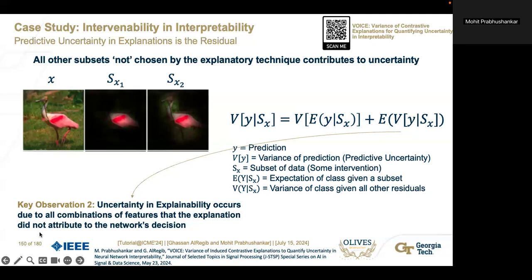And this is an important observation, which is uncertainty in explainability occurs due to all combination of features that the explanation did not attribute to the network's decision. This is where we go back to the snout. Snout was not as well highlighted as the other parts of the explanation, right? So the question now becomes, why did it not highlight it? So if there is an intervention that would have highlighted the snout, it's not as much weighted as the previous ones. And this is where we have that particular result.